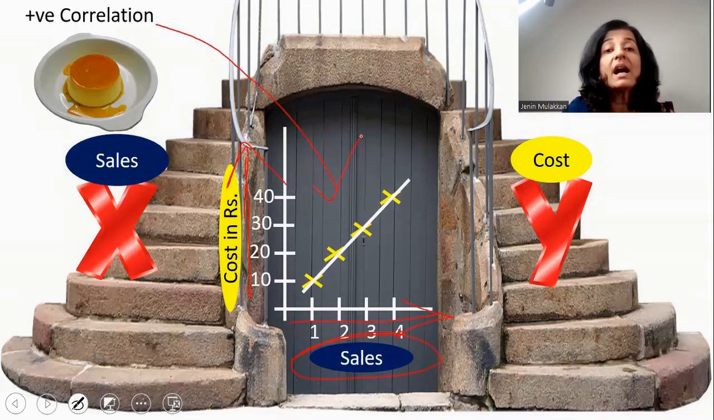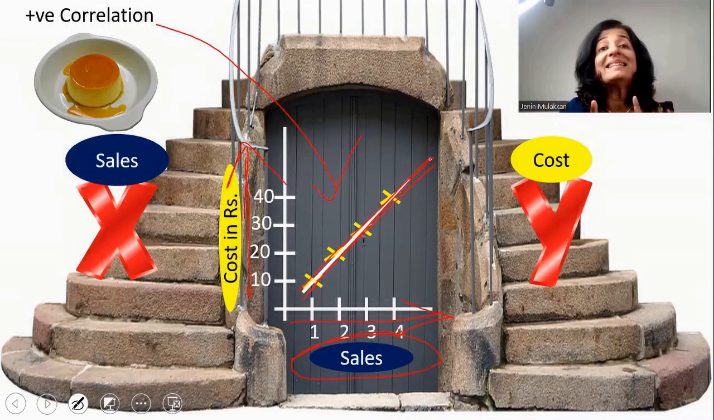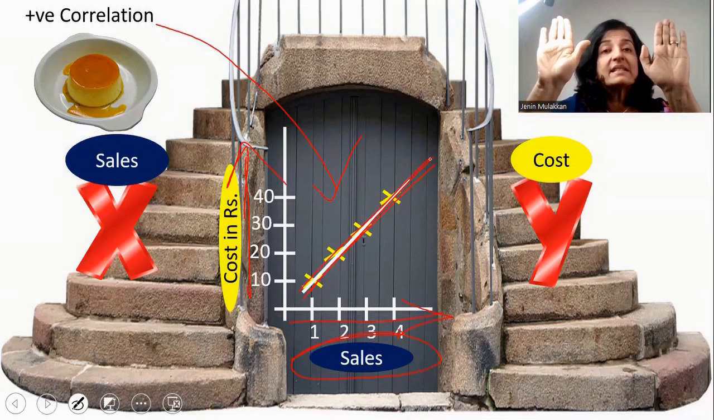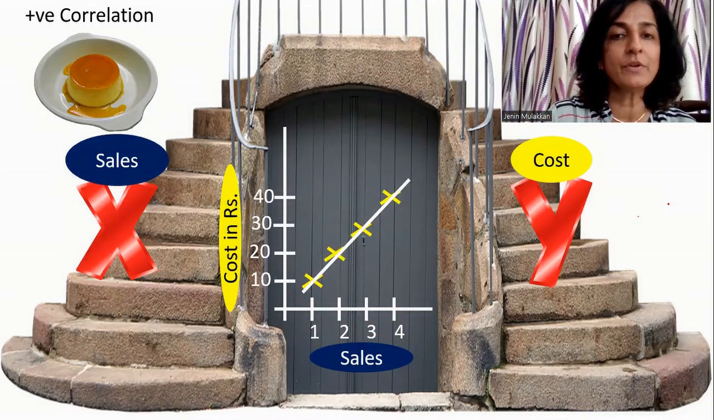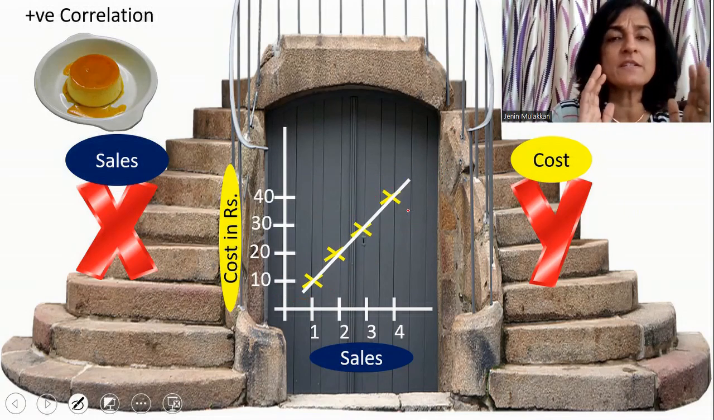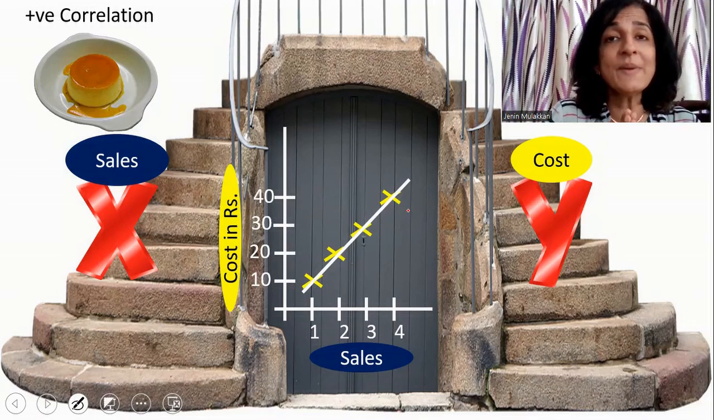So whenever the graph appears like this, it is an upward sloping graph. Whenever it is an upward sloping graph, it means that the relationship is positive. That is, when x increases, y also increases. Now, in this particular example, what you have got is a perfect straight line. So there is a perfect positive correlation between the sales and the cost. Now, this may not be the case at all times.